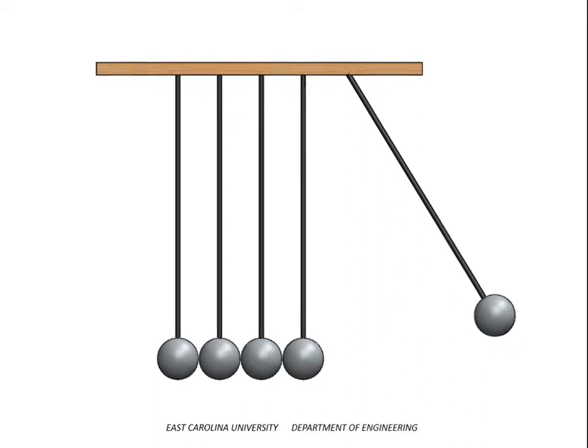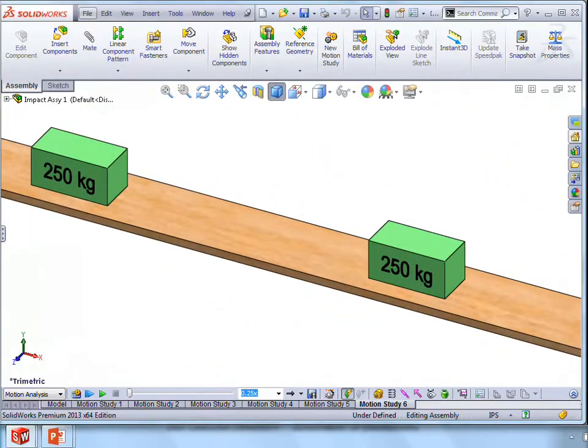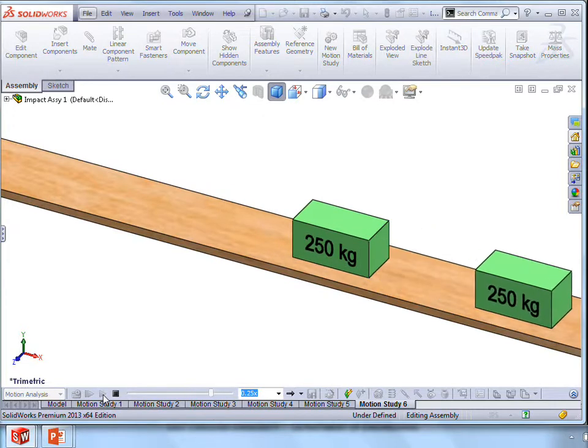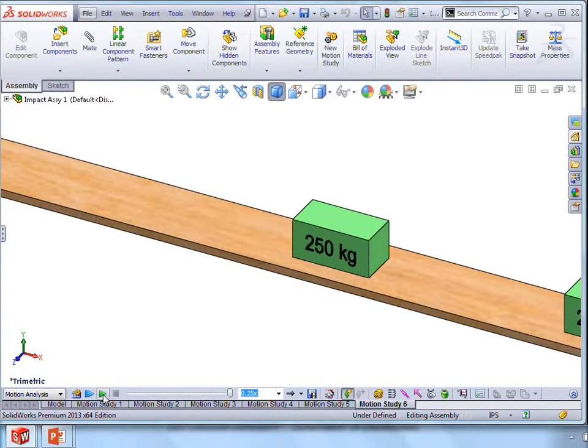So let's go back and look at a simulation that we did earlier. We have two masses, in this case equal masses. We've set the coefficient of restitution equal to 1. The one on the right is going to be at rest and struck by the one on the left. And we see what happens. All of the energy is transferred to the one that was originally at rest, and the one that was originally in motion then comes to a stop.